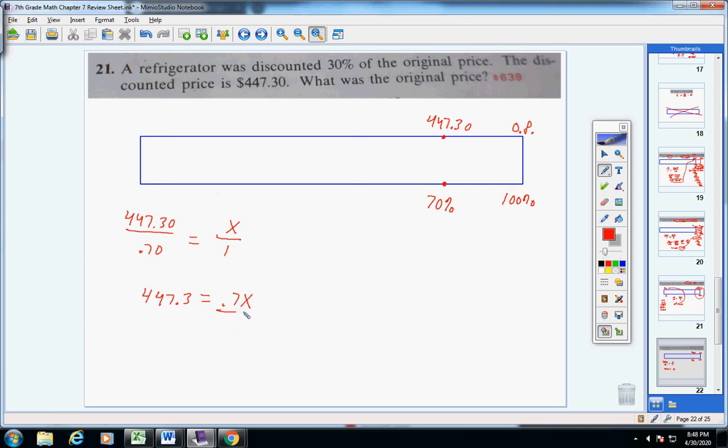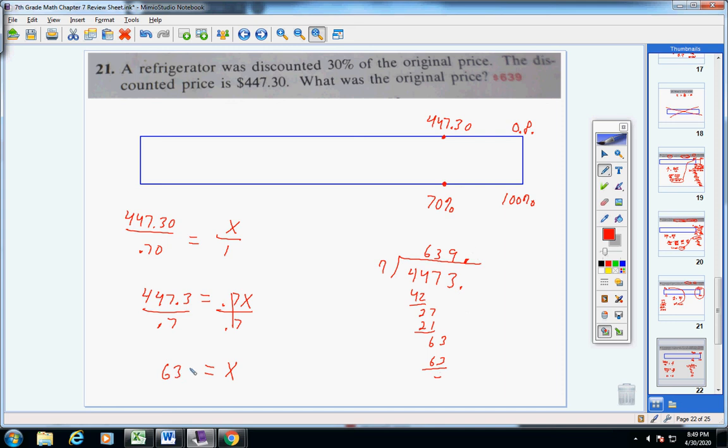Now, divide by 0.7, divide by 0.7. These cancel, leave me with x, and here we go. 0.7 gets divided into 447.3. Move this decimal here one place and it's gone. Move this decimal here one place and it's right there. Bring it up, and here we go. 7 goes into 42 6 times. 6 times 7 is 42. Subtract. 7 goes into 27 3 times. 3 times 7 is 21. Subtract. And 7 goes into 63 9 times. And so it comes out to exactly 639.